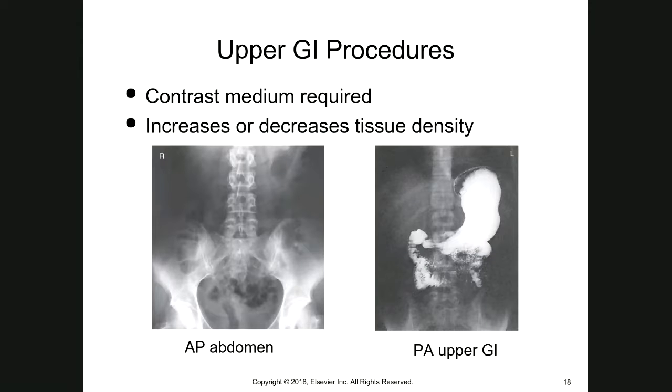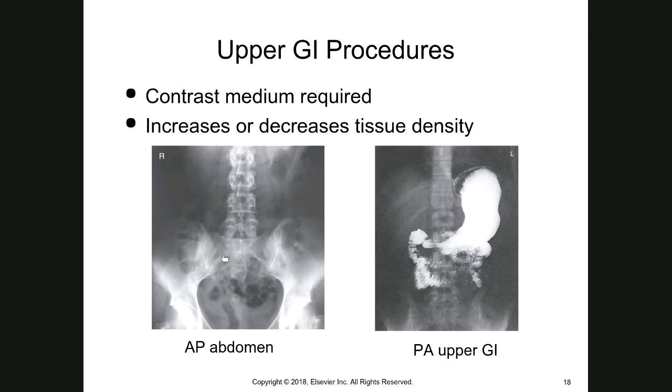An upper GI. Now this procedure, when we do this upper GI, we're looking at the upper gastrointestinal system. So we do need contrast media, because if we look at just an AP abdomen, we've talked before that this patient absolutely has a stomach, has a duodenum, an entire small intestine, large intestine, everything is in there, but because it has the same density, like mass, density, everything looks the same. It looks homogeneous in there.